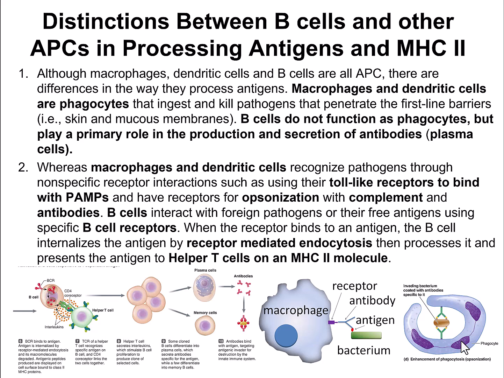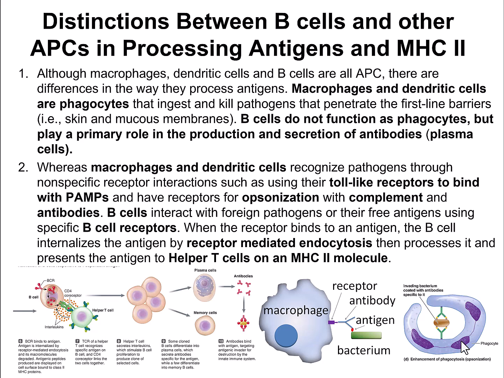Well, B cells don't function as phagocytes, but they play a primary role in the production and secretion of antibodies. Remember that when B cells get activated, they're going to differentiate into plasma cells, and the plasma cells produce antibodies. So they don't act as phagocytes, and they produce antibodies, which macrophages and dendritic cells don't do.